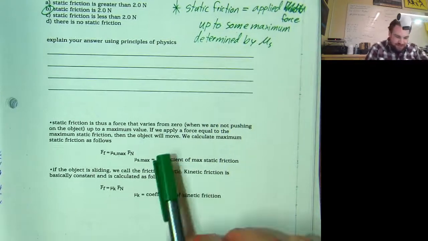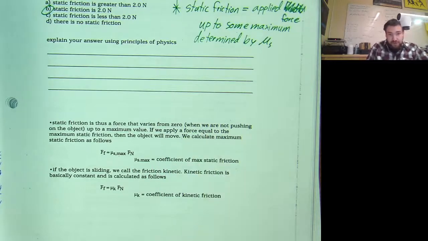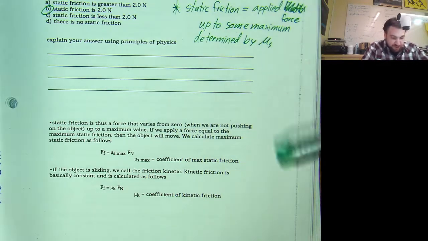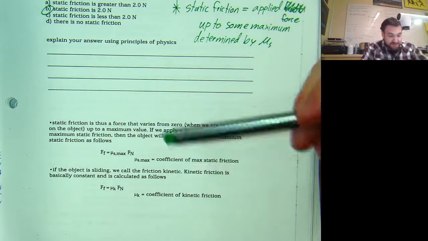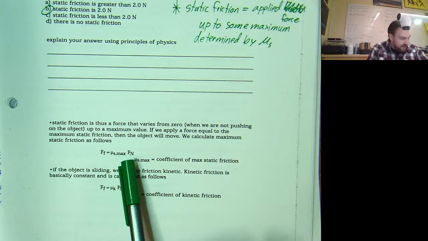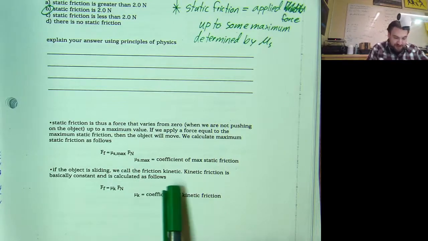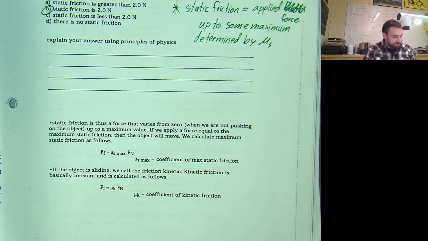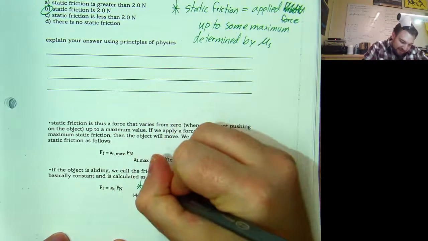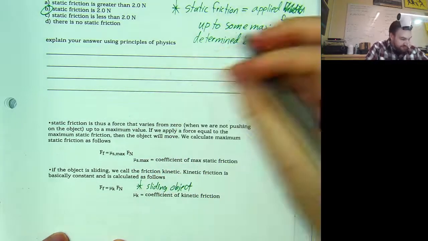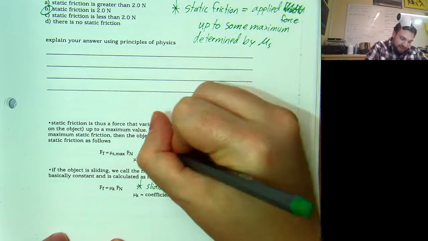So static friction is a force that varies from 0. It can be 0 when you're not pushing on an object. There is no static friction, up to some maximum value. If we apply a force equal to the maximum static friction, then the object is going to move. We can calculate the maximum static friction using mu static max times Fn. If the object is sliding, we use kinetic friction. Force of friction equals mu k Fn. This is for a sliding object. And this is for a stationary object.